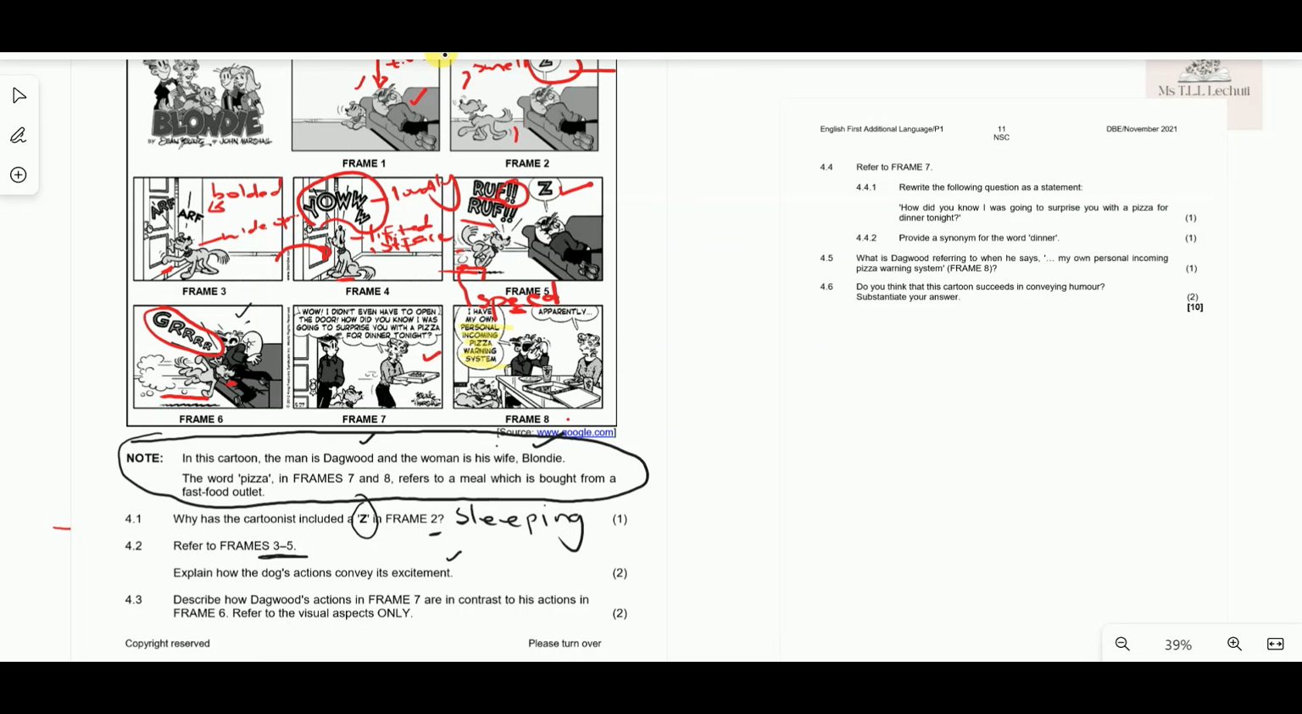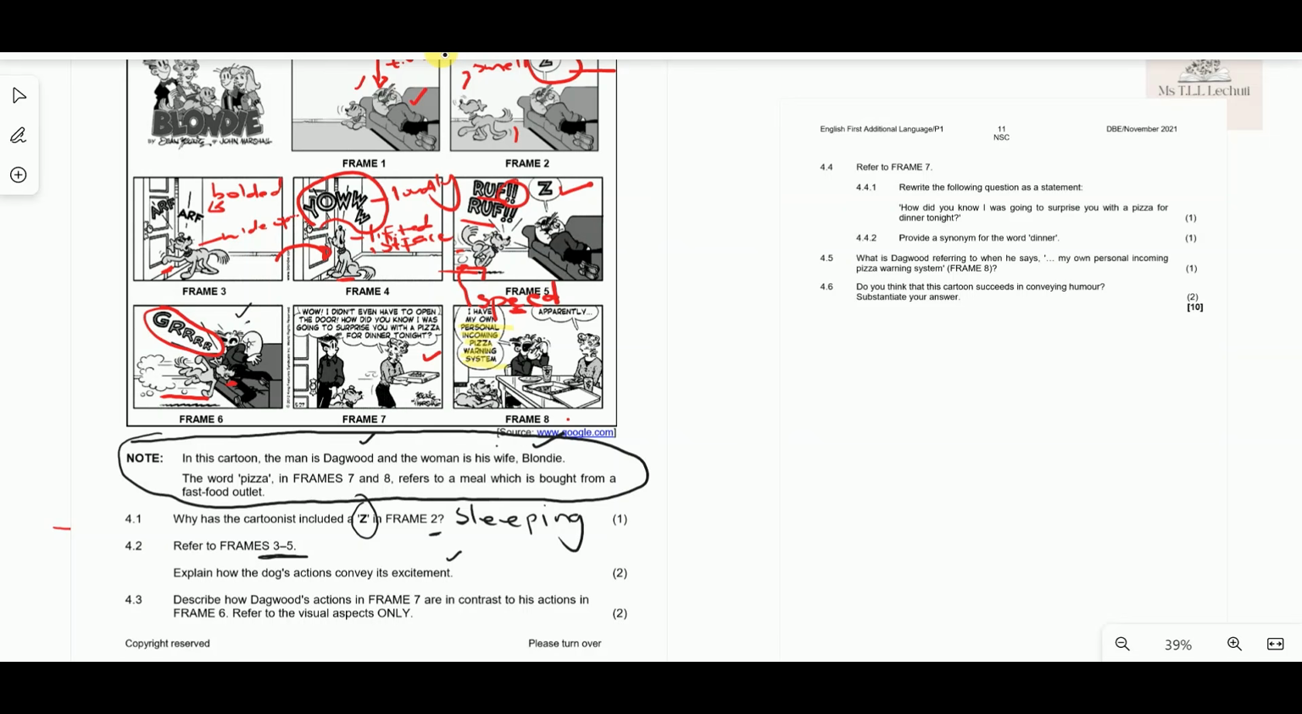And then in frame 5, the dog's tail is lifted to show that it's rushing towards Darkwood. Again, the word "rough" is bolded with an exclamation mark. That is the evidence that you can use to show how the dog conveys what? Excitement. So we are not only going to look at the words.